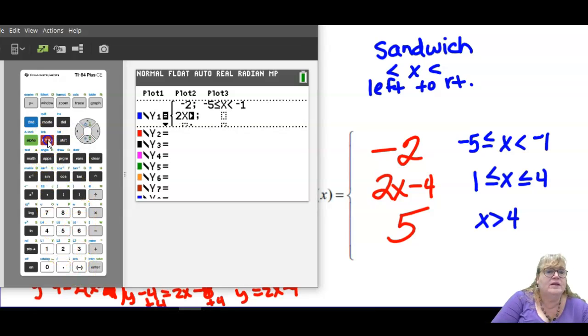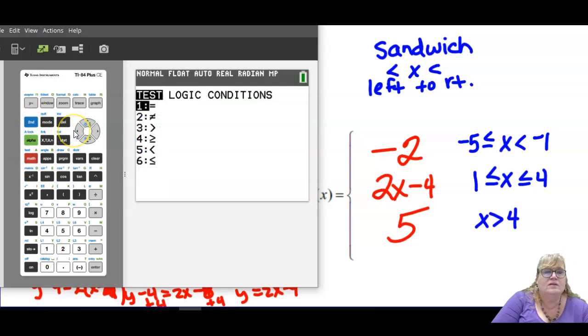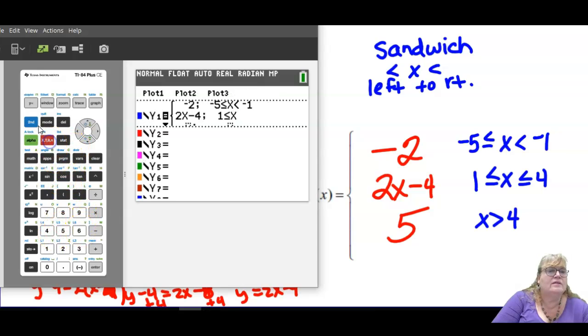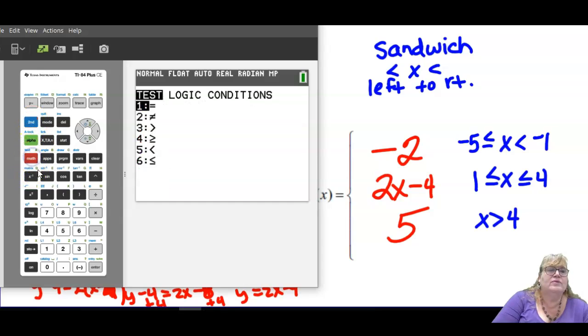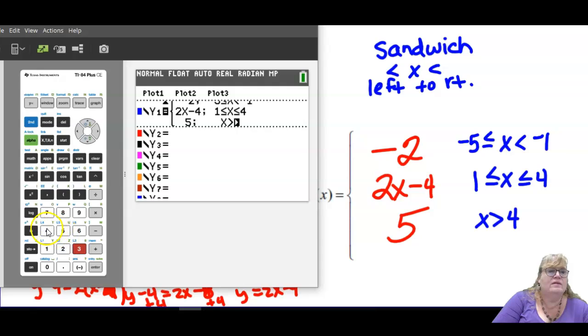This line I have 2x minus 4, and it's between 1 and 4. So I'm going to type 1, second math, less than or equal to is what I have, which is 6, x, second math, 6 again, 4. Scroll down one more, and this is instead of the crazy divide in parentheses that kind of seemed like magic. This one you're actually just typing it in, x, second math, greater than, and then there was a 4.